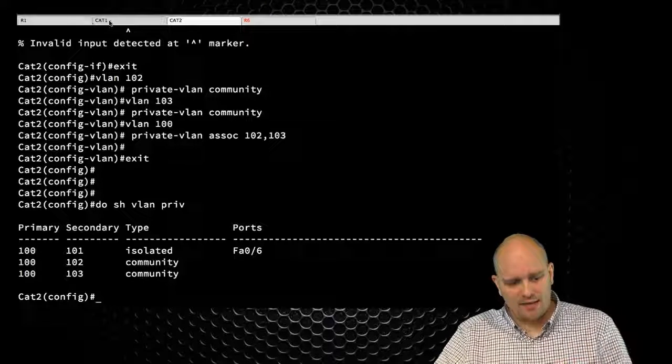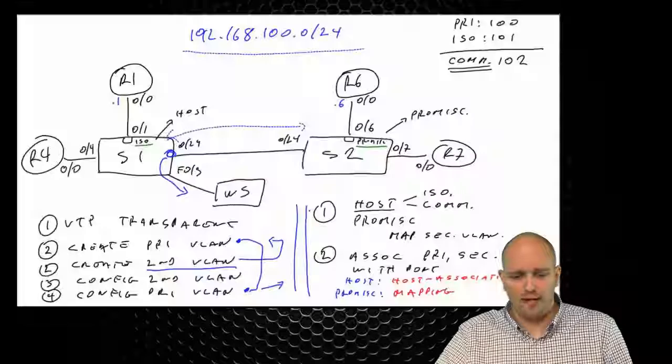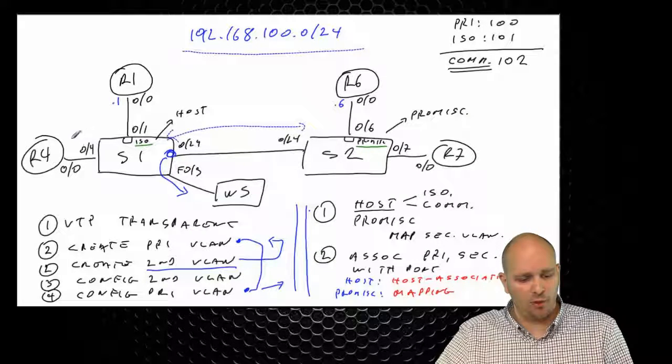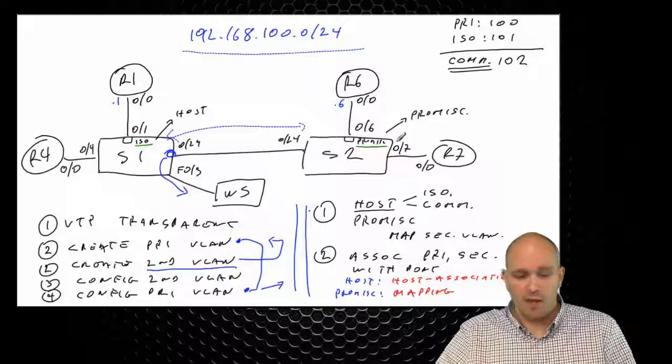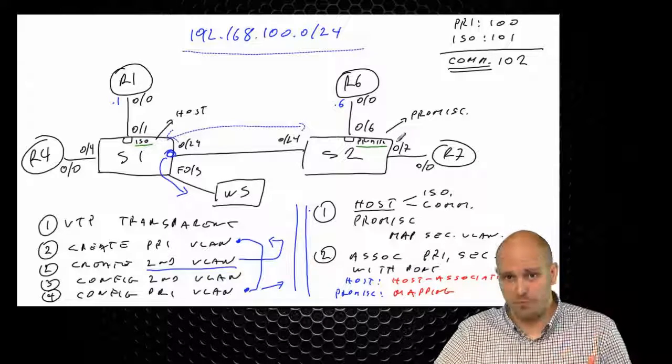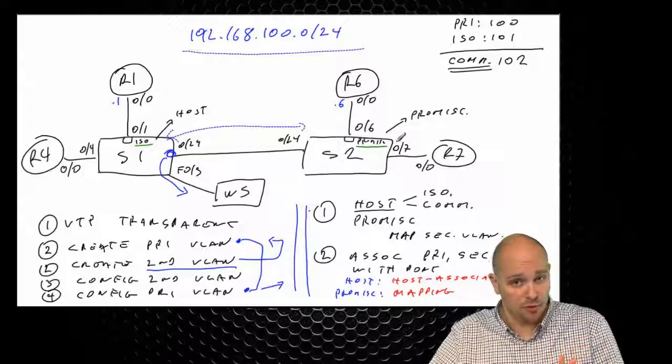Now, let's configure our port. So what I need to do here is configure port 4 on switch 1, and I need to configure port 7 on switch 2. Both are going to be host ports associated with the community VLAN.